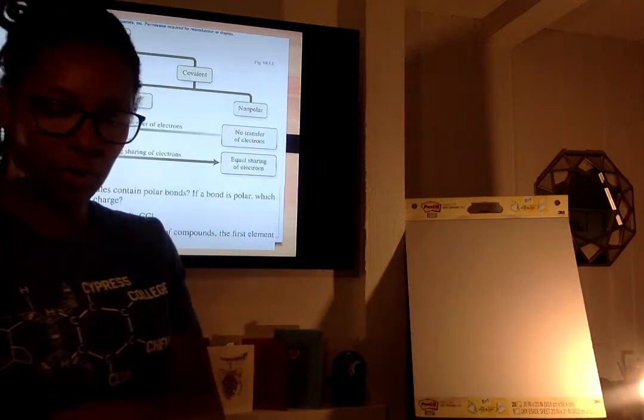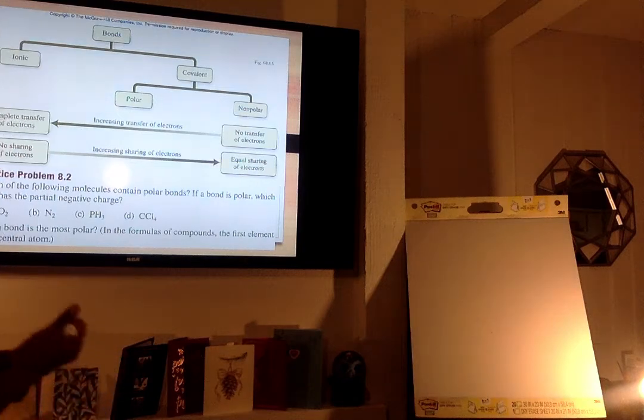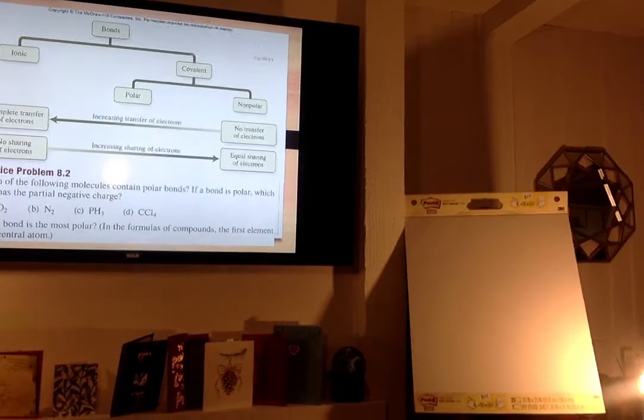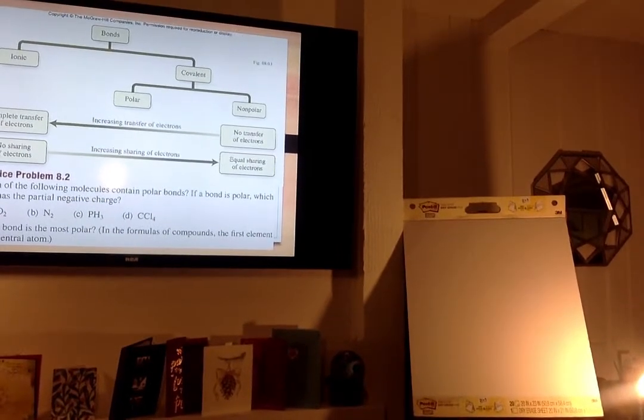Okay, so the first problem that we have is: which of the following molecules contain polar bonds? If a bond is polar, which atom has the partial negative charge? And then the last part is, which bond is the most polar? In formulas of compounds, the first element is the central atom.